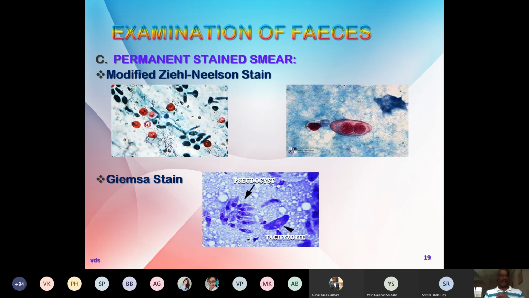Permanent stain preparations. Now, I'll just run through some of these slides because they are not that important for us. But for preserving the specimen, permanent stain preparations are very, very important, particularly with respect to protozoal infections. For example, the first technique of staining is modified Ziehl-Neelsen staining. This is the same staining technique which is used for tuberculosis. There are 2 important differences in that.